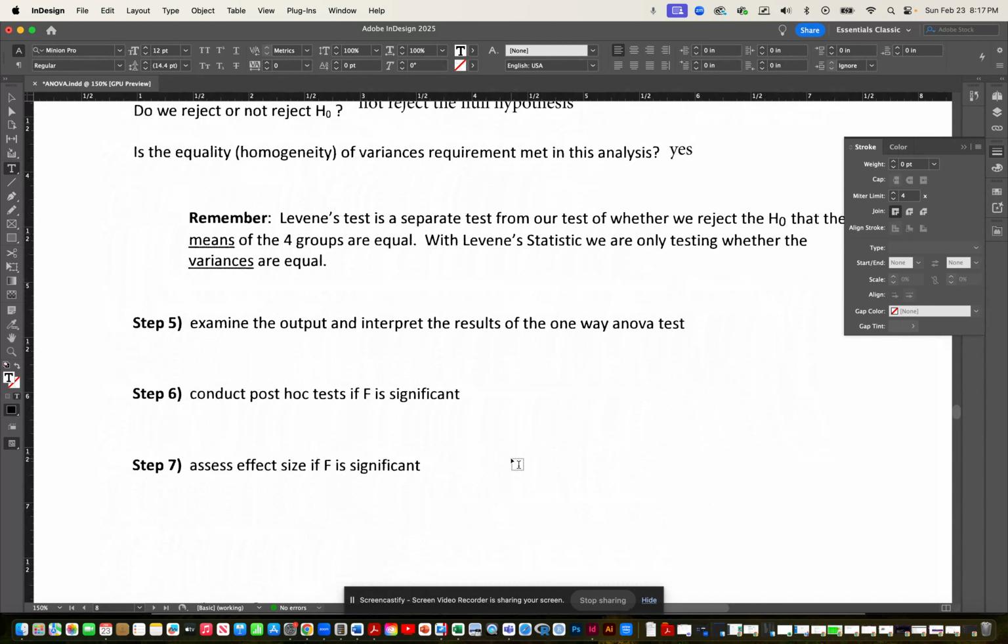And then step 5 would be to examine the output and interpret the results, but we'll do that in the next video. And then step 6 and 7, well, as I mentioned, we're not going to do post hoc tests in this class because it gets a little complicated and I don't want to go there unless we have to, because maybe your project this semester requires taking that extra step. All right, in the next video, let's go through step 5.